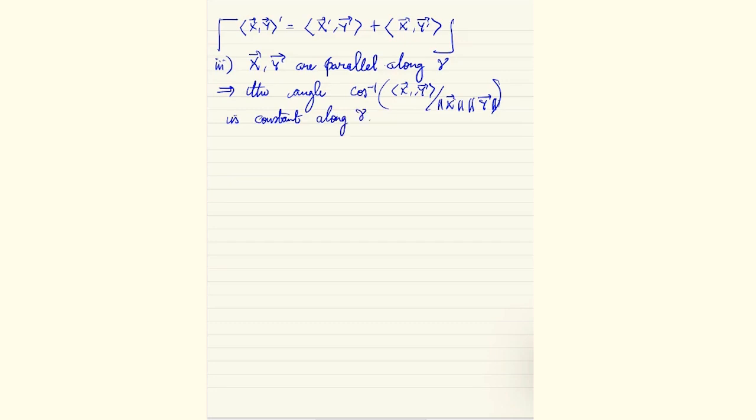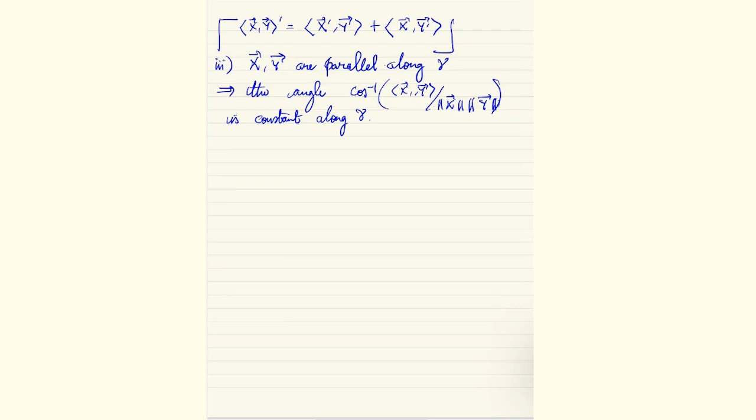Again, this is once you have proved all the others. You've just proved that the inner product is constant along gamma. You've proved that the norm is constant along gamma. So every factor in the argument is constant along gamma, and therefore the angle is also constant along gamma. So that needs no separate proofs in this sense.